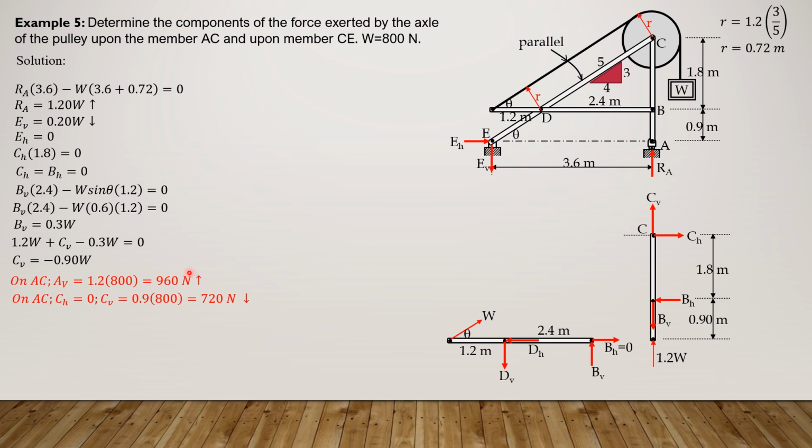So that's the answer for the force exerted by the axle of the pulley upon member AC. Now we proceed to the force exerted by the axle of the pulley upon member CE.